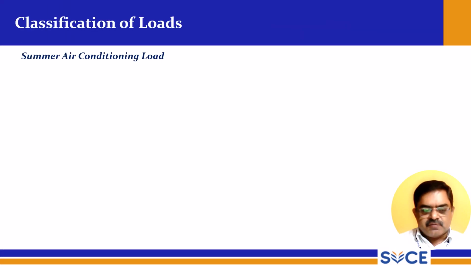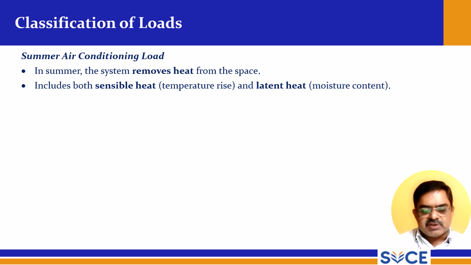Classification of loads, summer air conditioning load. In summer, the system removes heat from the space, which includes both sensible heat, the temperature rise, and latent heat, the moisture content. So both sensible heat and latent heat are very important to consider here.